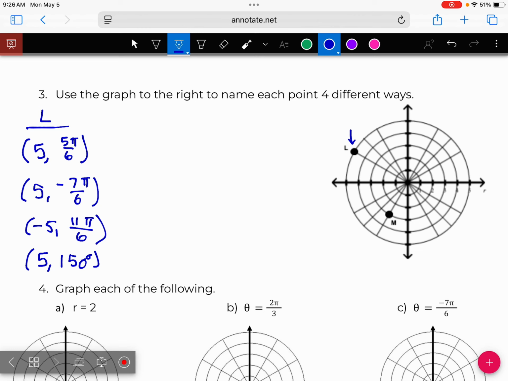So looking at point M, that's this guy over here. What's one way we can write M as an ordered pair? 3, 4 pi over 3. 3, 4 pi over 3 is 100% valid. So I could write that as 3 and 4 pi over 3. What's another way we could write that?